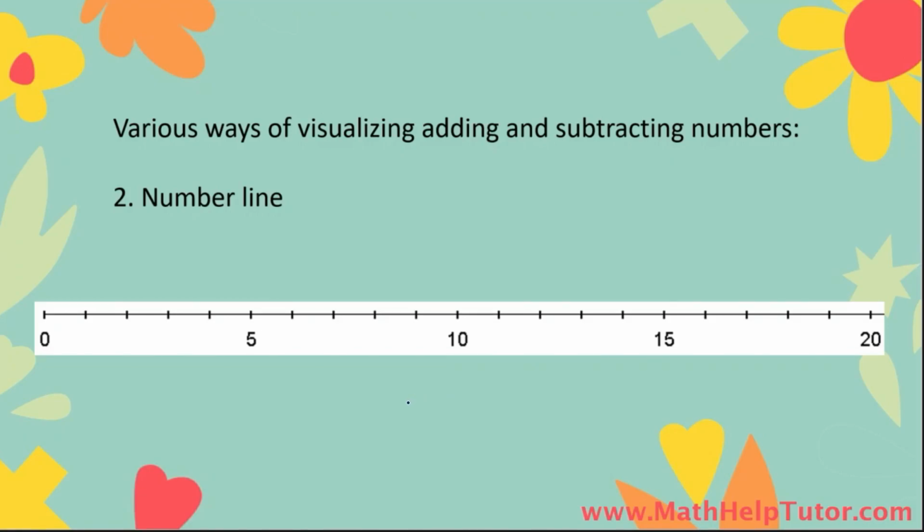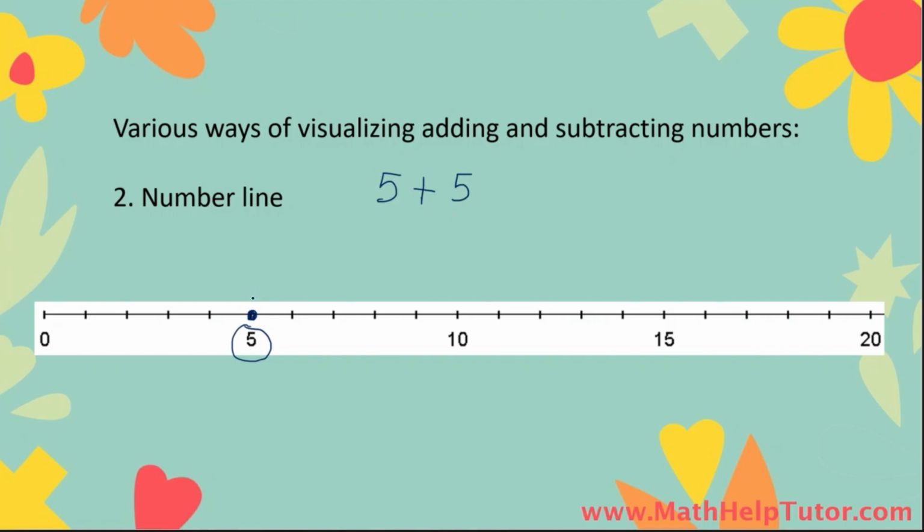Let's use the number line to add 5 to the number 5. So we have the number 5, and we are being asked to add 5. So we look for 5 in the number line. Here's 5. Okay, let's mark 5 on the number line. And we are asked to add 5.